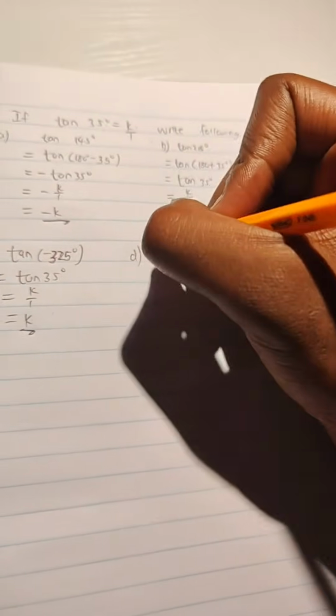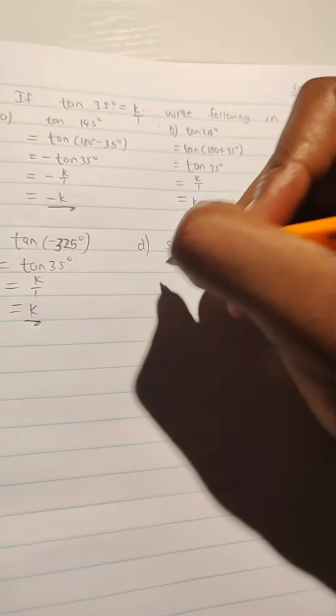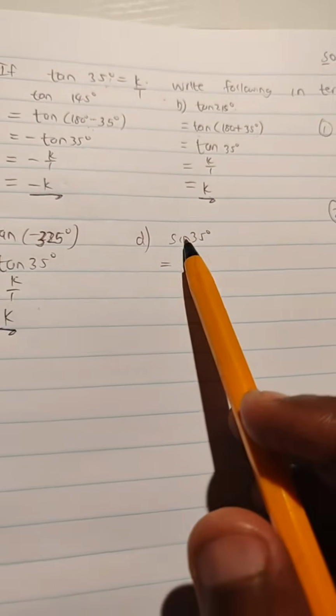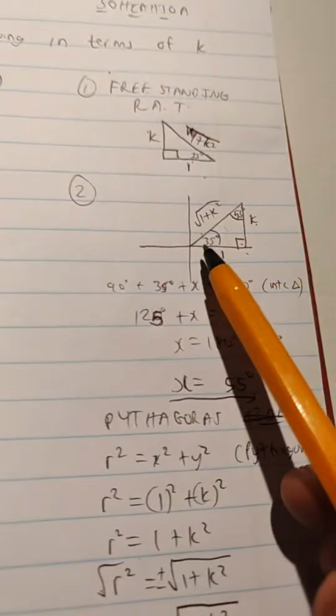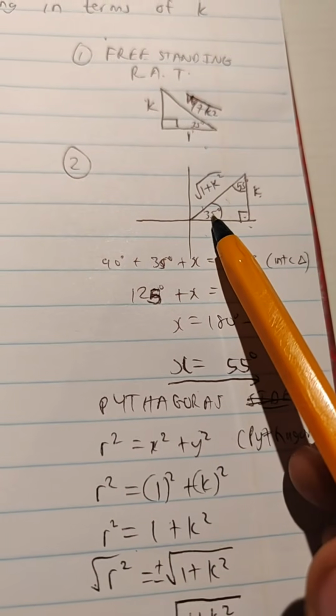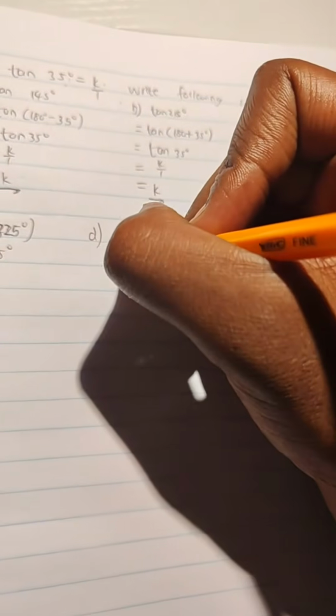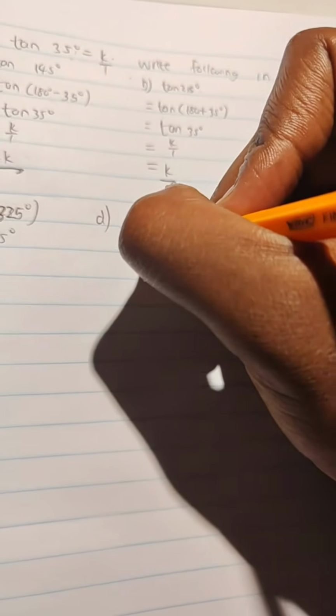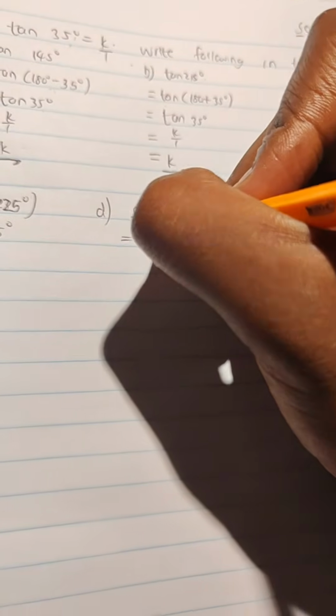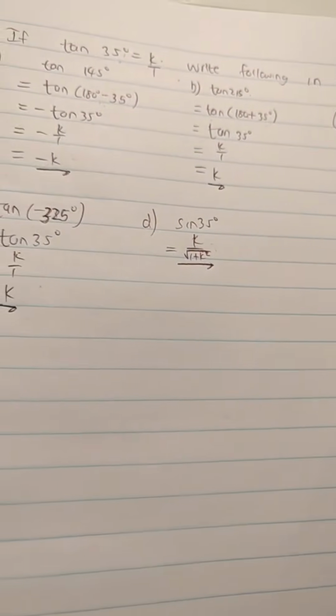The next one, sine 35 degrees. What's sine 35? This one is already acute. The angle is in the triangle. So we go there and say k over the square root of 1 plus k squared.